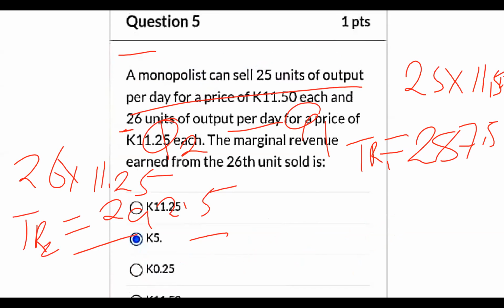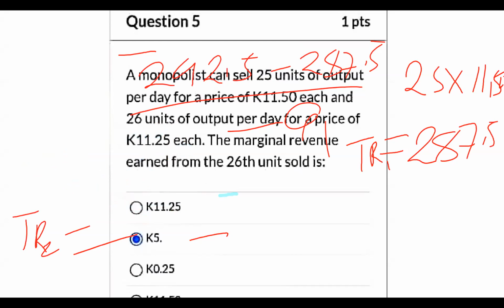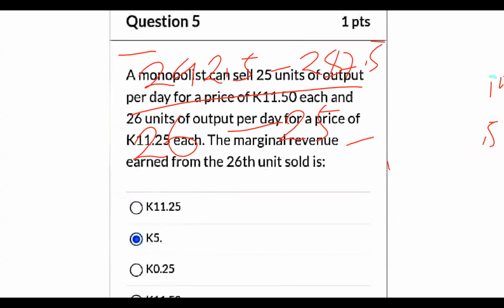TR2 is 292.5 minus 287.5, divided by the change in output. Q2 is what? Output 2 is 26, then output number 1 is 25. What do we get as the marginal revenue? It's 1. 292.5 minus 287.5 should give you what? 5, isn't it? Yes. So that's how you find your marginal revenue.